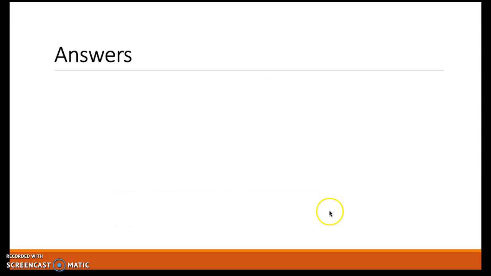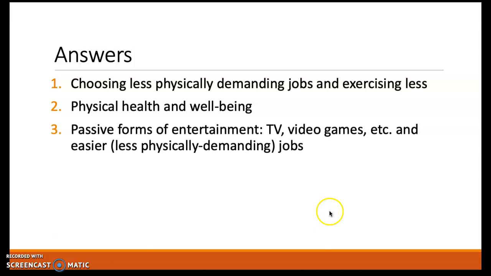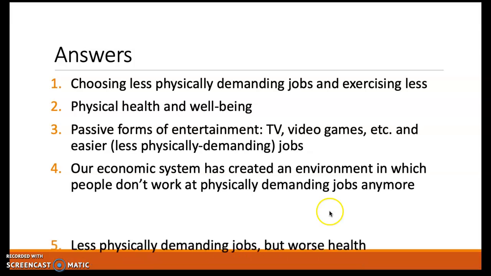So answers. Number 1, what is the choice that Americans are making? Americans are choosing less physically demanding jobs, and we are exercising less. The cost of our choice is obviously our physical health and well-being. Number 3, what are our incentives to do this? We have new forms of entertainment today, passive forms where we're not really moving around, TV, video games, and the types of jobs that we have access to today are less physically demanding. The economic system that the U.S. has created, it creates a job where we don't work at physically demanding jobs anymore.